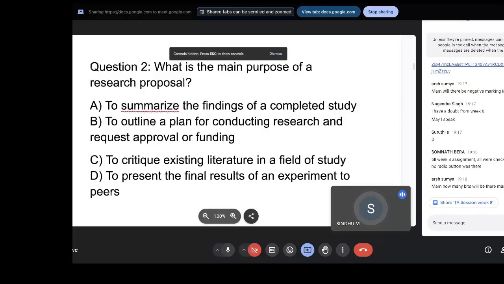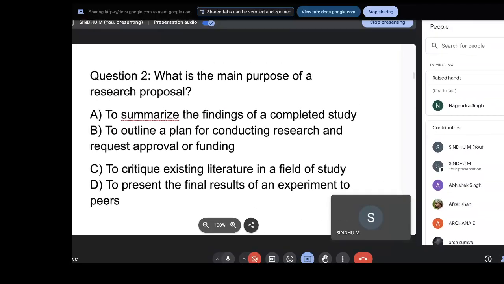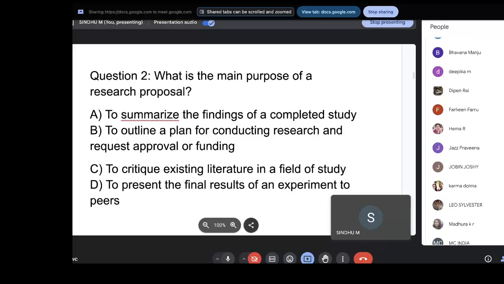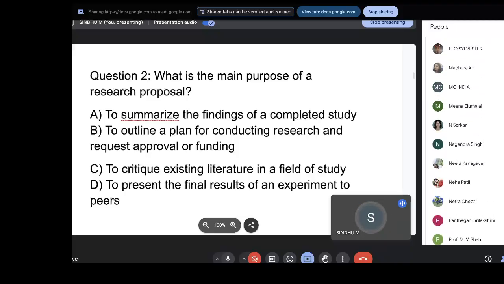Yes, Nagendra, you can go ahead. Nagendra, you're not audible. I think your mic is muted. You can unmute and speak if you have any doubts, or you can also type in the chat box.